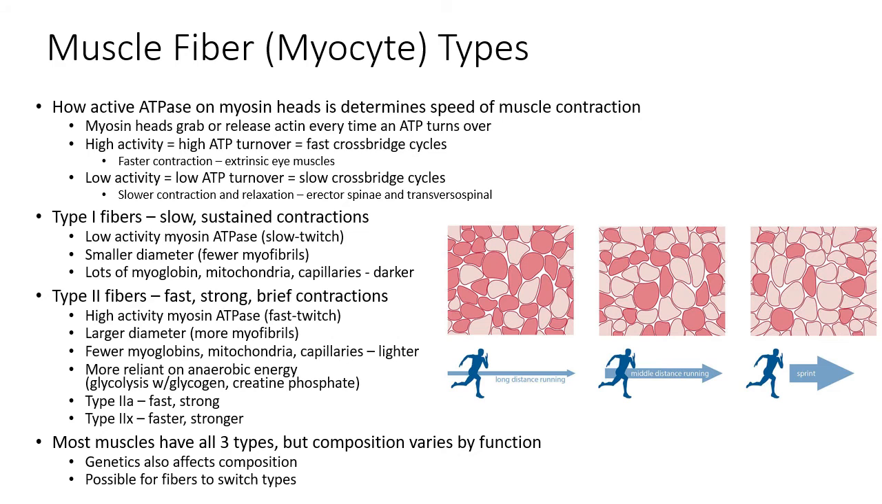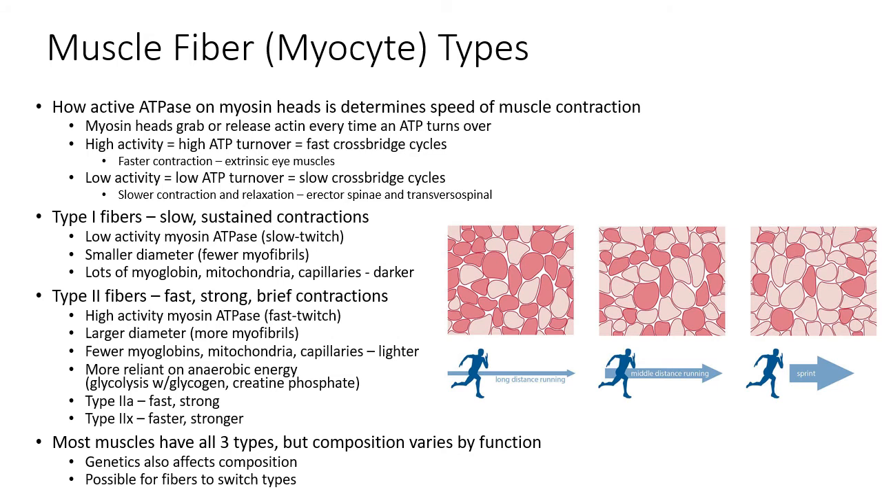Your type 2 fibers in general use more anaerobic catabolism than aerobic, or compared to the type 1 fibers at least. Since they don't have as much ability to get oxygen, they would be using glycolysis and creatine phosphate as energy sources instead. And you have two subtypes of the type 2 fibers, type 2A and type 2X, where the type 2X is just even stronger and faster than the regular type 2A fibers. In general, all of your muscles have all three types. So they have type 1 fibers, type 2A fibers, and type 2X fibers.